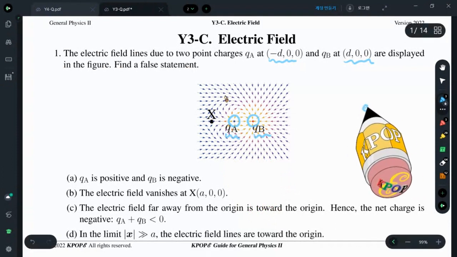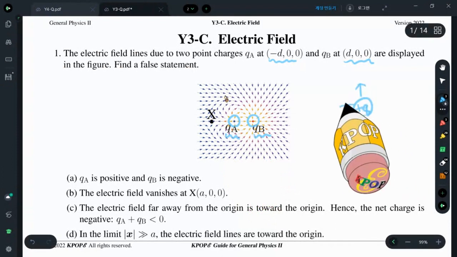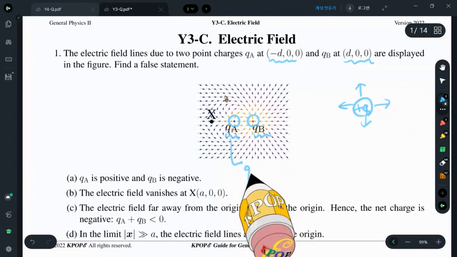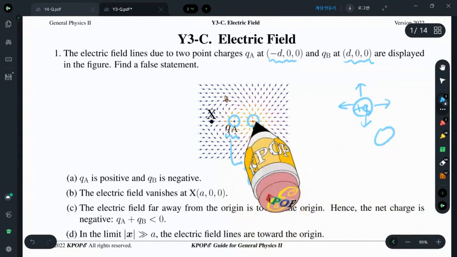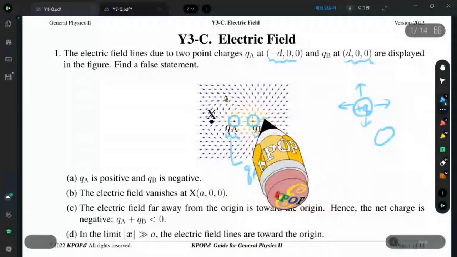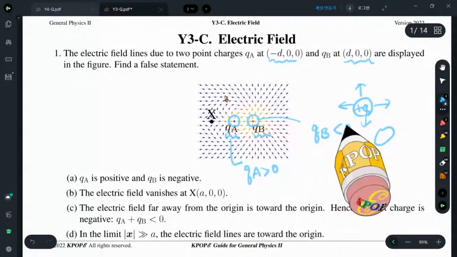Electric field from a positive charge diverges, so QA is positive, and for a negative charge the field converges to that point, so this QB must be negative.